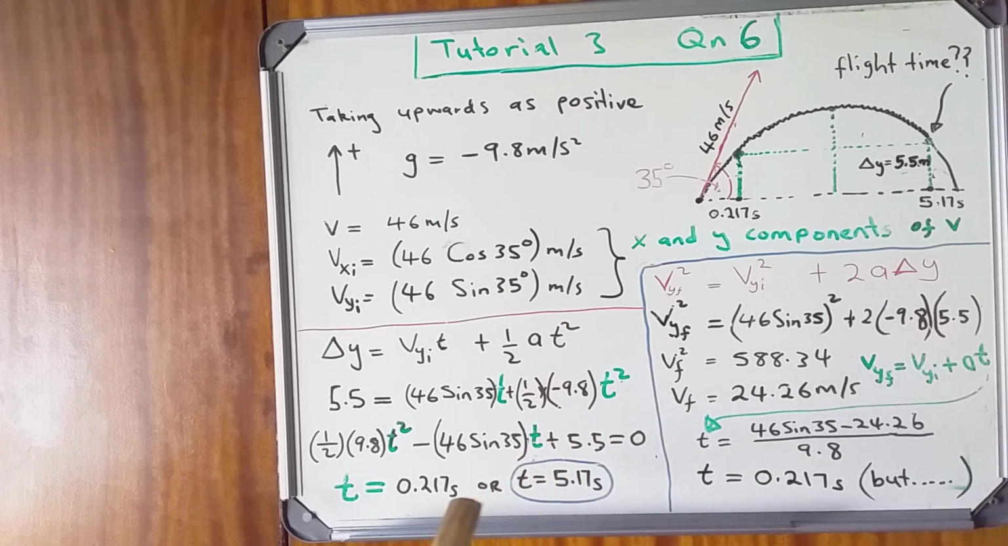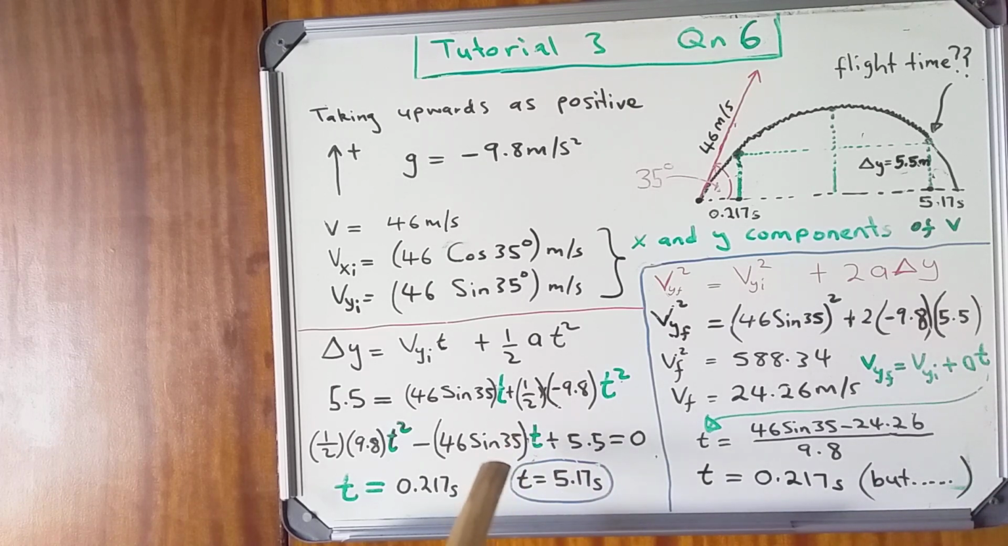So under the quadratic equation, when you're solving for A, B, and C, you have your value for A, your value for B, and your value for C. So your A is positive 9.8 times half, your B is negative 46 sine 35, and your C is 5.5. So solving this quadratic equation gives you t is equal to 0.217, or t is equal to 5.17 seconds.